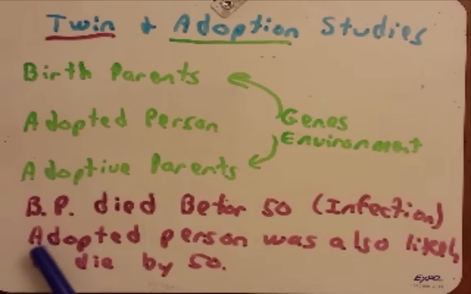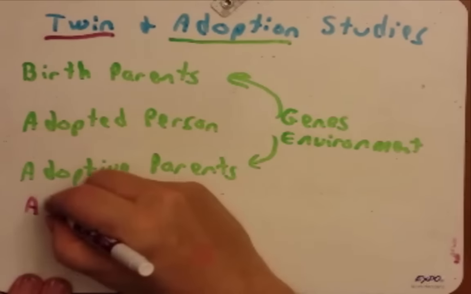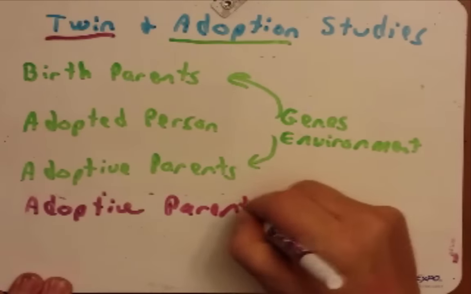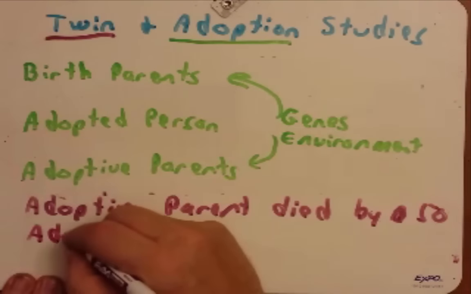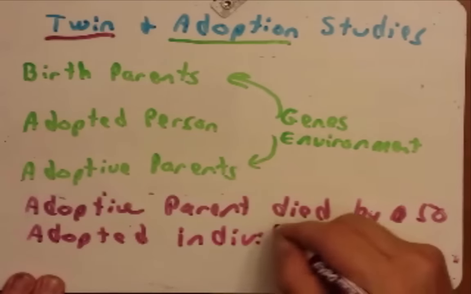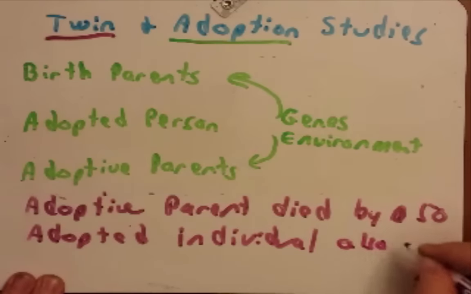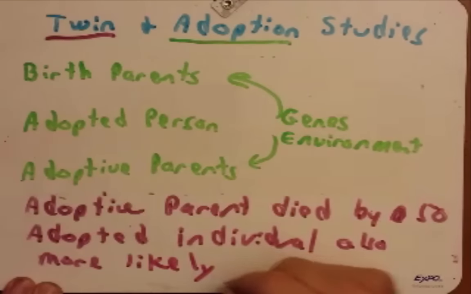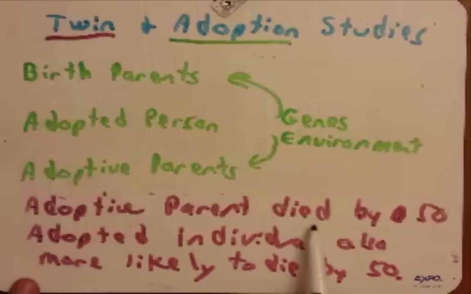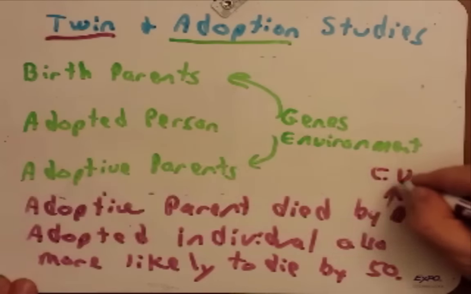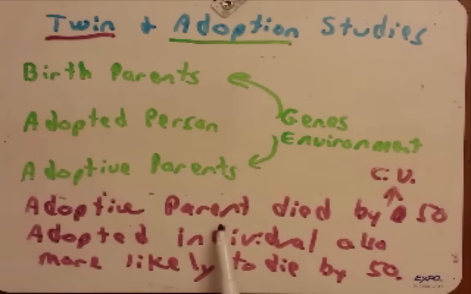The reverse is seen if the adoptive parents, so we'll write that one down real quick. If the adoptive parent died by age 50, the adopted individual also more likely to die by age 50. And again, this suggests, because they don't share genes, they share an environment, that this is caused by an environmental effect. Oh, I forgot one kind of important word here. Adoptive parent died by 50 due to a cardiovascular disease. Okay. Now that might make a little bit more sense. Because of the shared environment, maybe they're eating less healthily, maybe they're exercising less, and those kinds of traits can be passed on to a child, regardless of their genetic background. So these adoption studies can tell us a lot about certain traits.